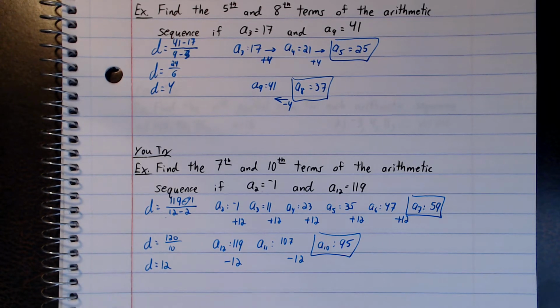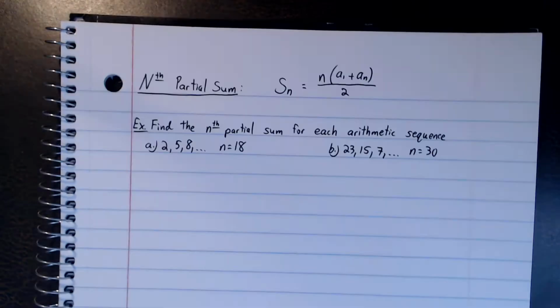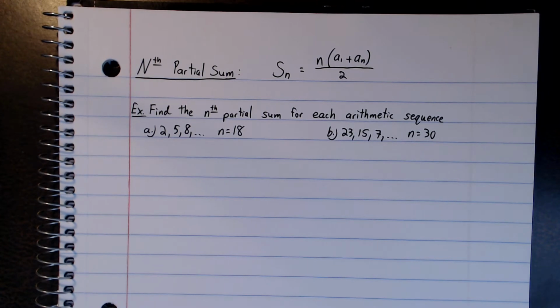Hopefully that wasn't too difficult and you got those solutions. Really the common difference is probably the trickiest, and then just either adding or subtracting to get to where you're looking for. Now we're going to look at something a little bit different, which is called the nth partial sum. And I've got a quick little story about this.